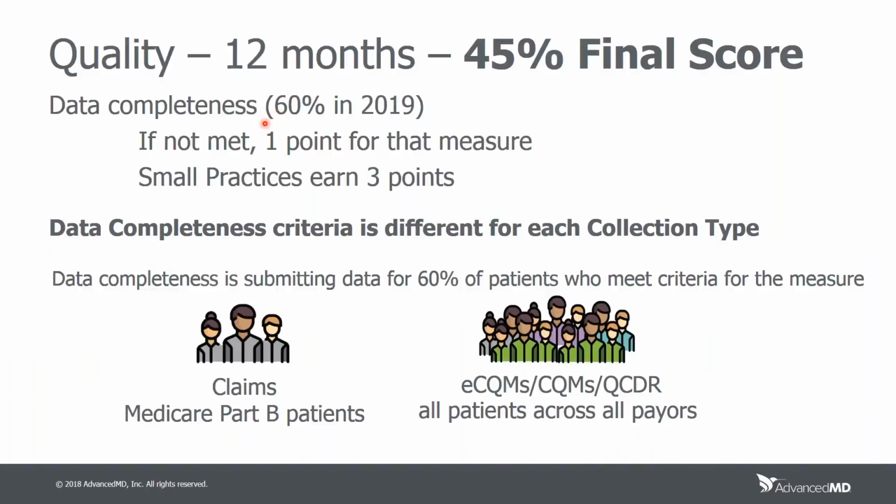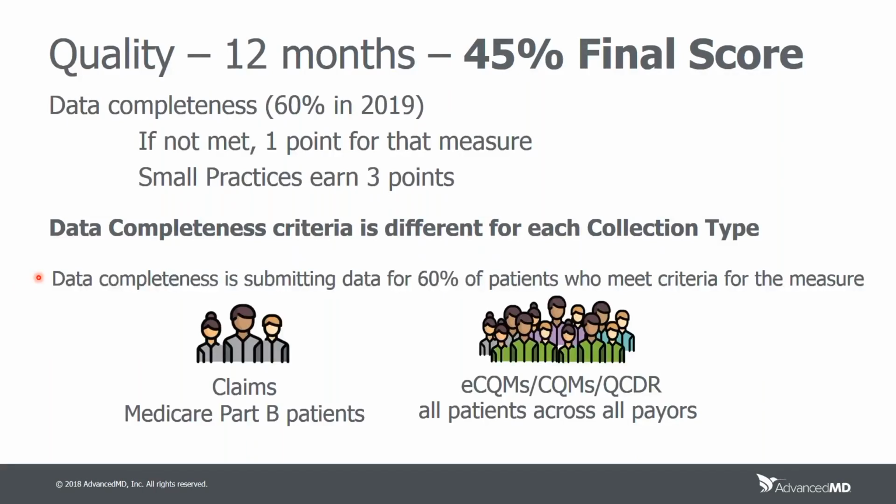So let's talk a little bit about data completeness. Data completeness for 2019 is 60%. And what data completeness means is that you are submitting the data for at least 60% of the patients who meet the criteria for that measure.